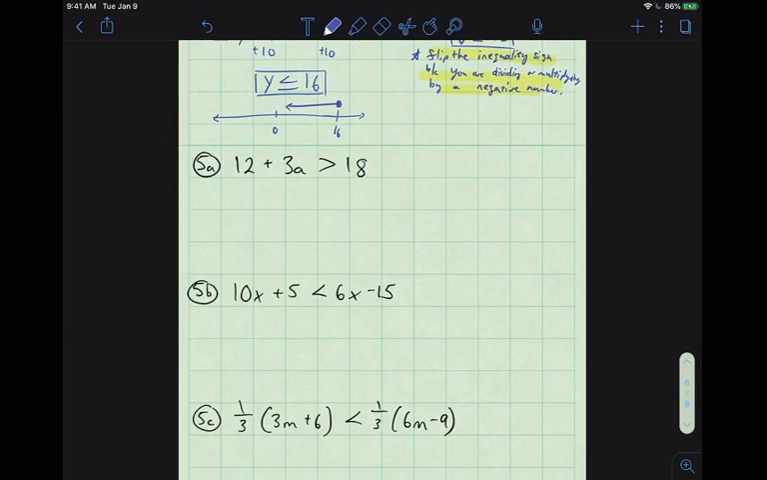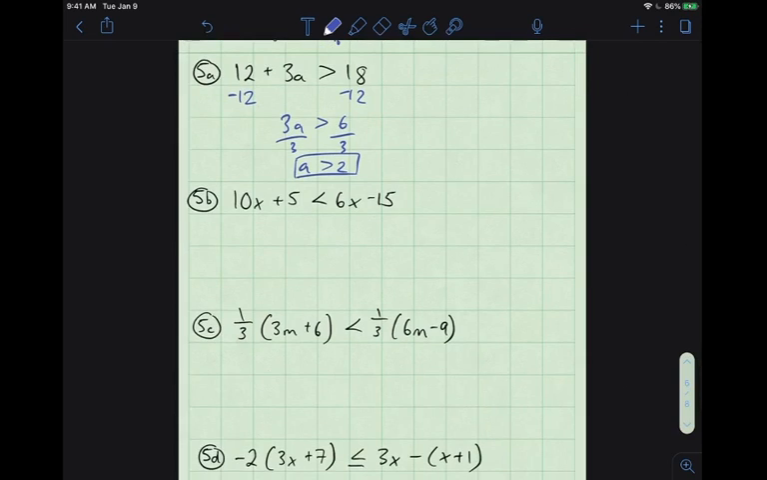Here, a little bit more solving. Subtract 12 from both sides. 3a is greater than 6, divide by 3, divide by 3. It's positive, so we don't need to flip anything. There's your answer. Subtract 6x, subtract 6x. 4x plus 5 is less than -15, minus 5, minus 5. 4x is less than -20. Divide by 4, divide by 4. To get our final answer of x is less than -5.